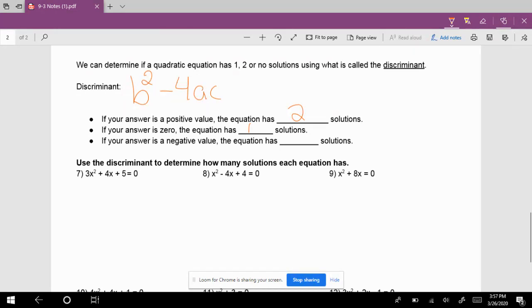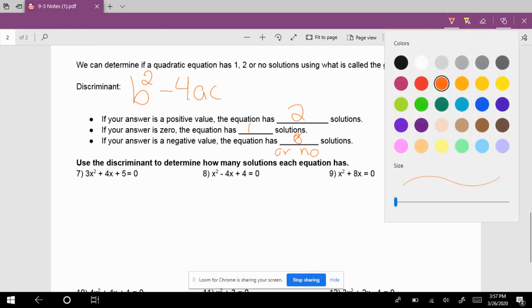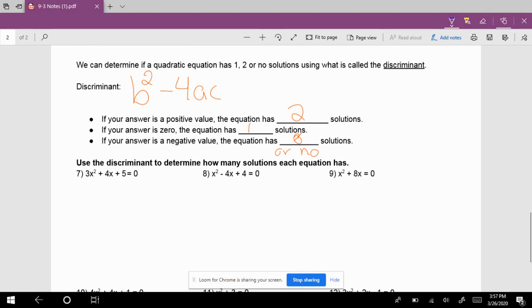Then if you end up with a negative, you have 0 solutions, or you could say no solutions. Either one is fine, because we can't square root a negative yet. You can learn that in Algebra 2, but in Algebra 1, we can't square root negatives yet. So let's go through and talk about what this means, because this is kind of an abstract thought.